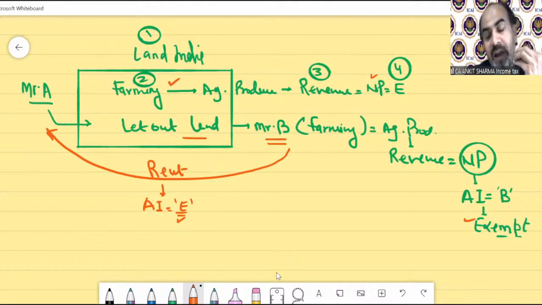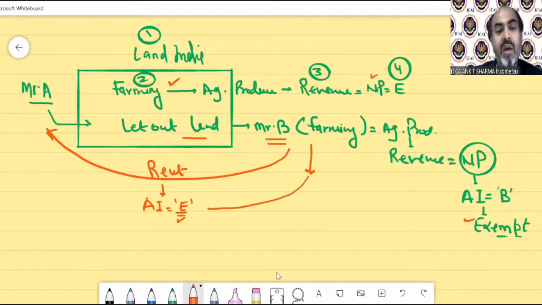The important clarification is also given: what if Mr. B does not have money to pay the rent? Let's say Mr. B does not have money to pay the rent, so instead of paying money, he pays in agricultural produce. He says to Mr. A, I do not have money to pay your rent, so I'm giving you some part of my agricultural produce in the form of rent.